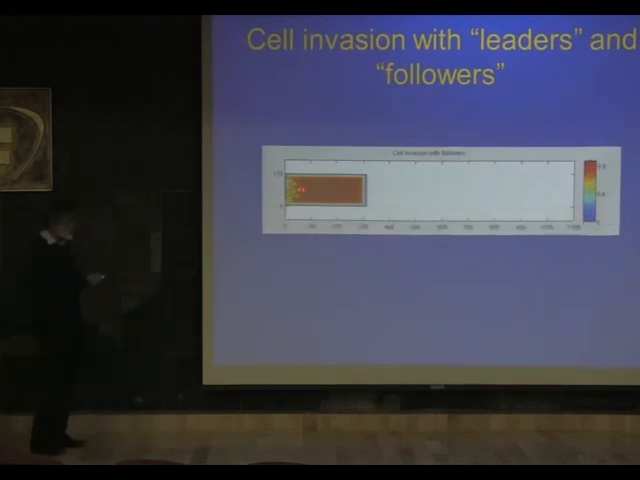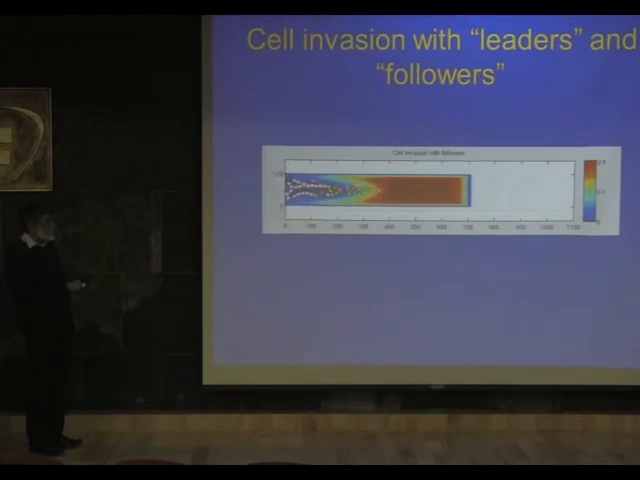So these are yellow cells. These are the leaders. And that's happening as before. And now these white cells, these are the followers. Okay? So you see the followers come in. And now you see you get the invasion. So the model prediction here is that the cells at the front are different from the cells at the back.